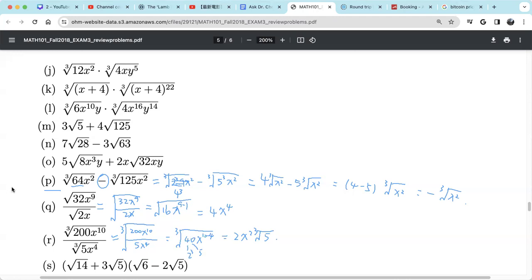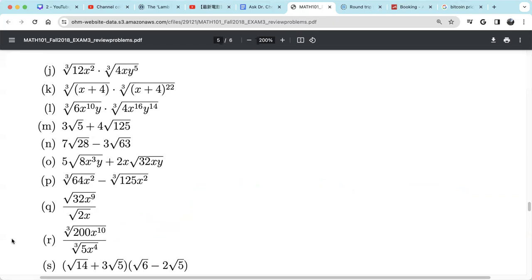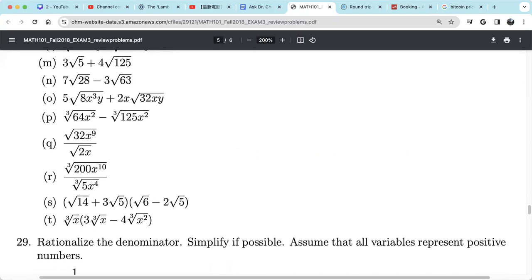For S, we have 2 radicals, which means we can multiply those 2. So we'll FOIL it, right? First with first, second with second, second with first, first with second. So let's write here. I have the square root of 14 times the square root of 6, plus 3 radical 5 times negative 2 radical 5.